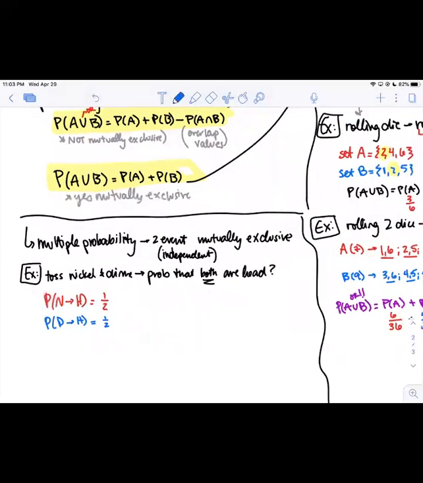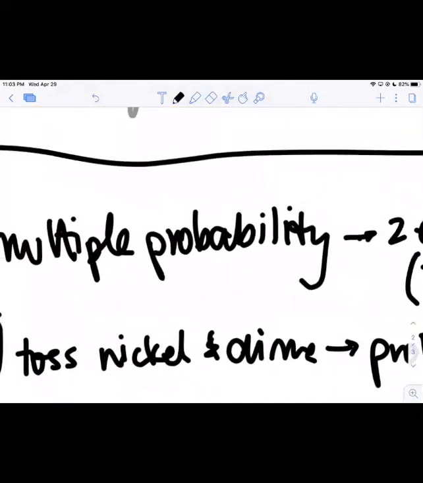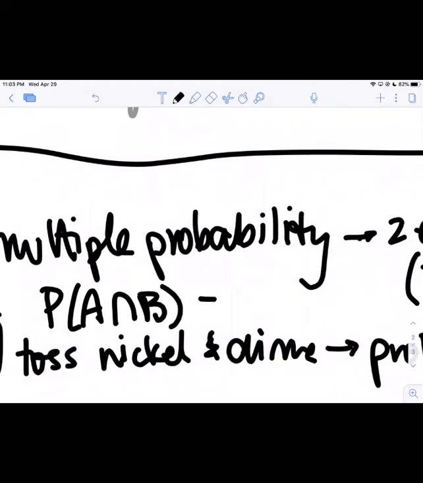When we are doing this multiple probability with these mutually exclusive events and we're finding out the and, we are going to multiply them together. Oh, I got a little ahead of myself. I'll put this right in here. Probability of A and B happening is probability of A times probability of B.